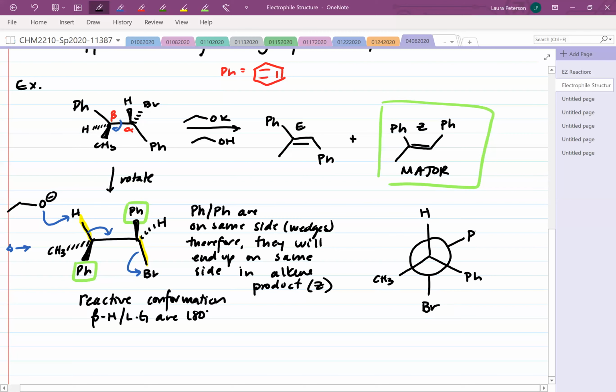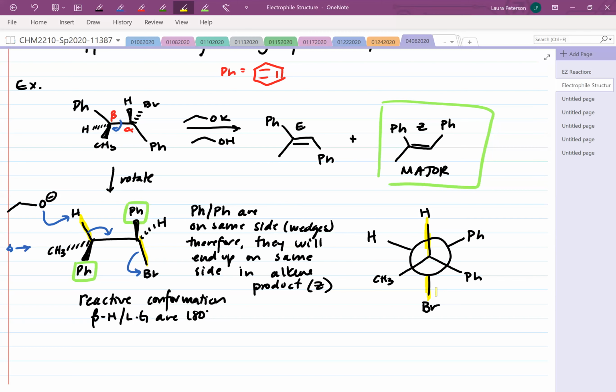Then we have one phenyl group on the right, and then our hydrogen on the left. Okay, so this is our reactive conformation as a Newman projection. So again, notice we have this 180-degree relationship between our beta hydrogen and our leaving group. One straight up, one straight down. We see them anti, remember that word anti that we used when we were talking about conformations. Okay, and they're coplanar, they share a plane.